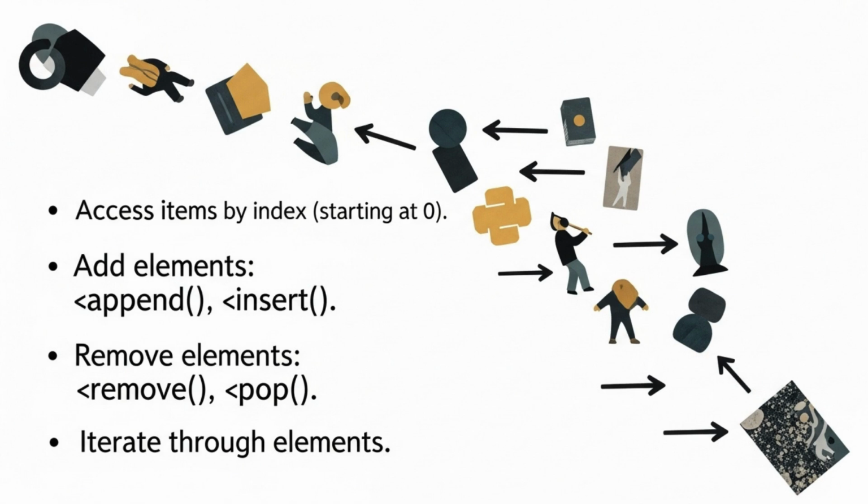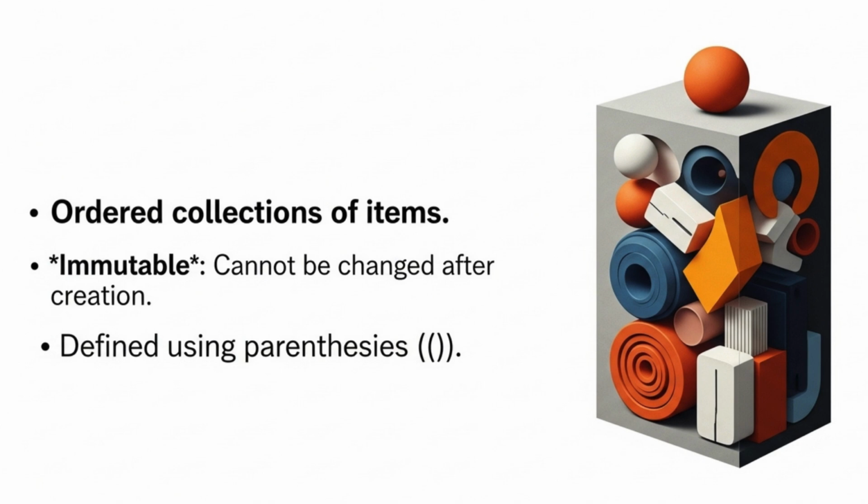Now, let's shift our focus to tuples. Like lists, tuples are ordered collections of items. However, they have one fundamental difference. Tuples are immutable. Once you create a tuple, you cannot add, remove, or change any of its elements. They're fixed. This makes them ideal for data that shouldn't be altered, like coordinates or configuration settings.